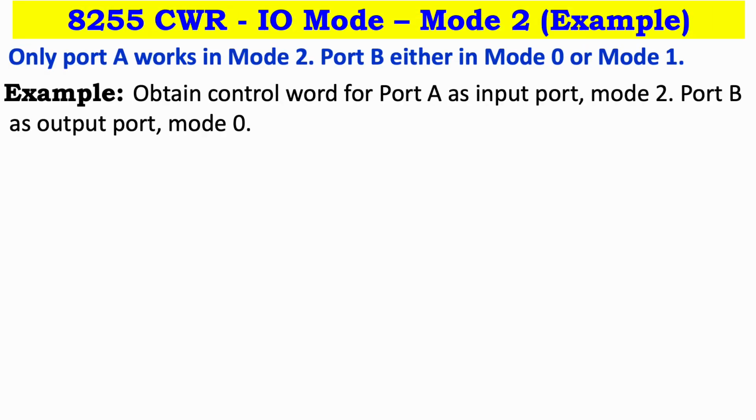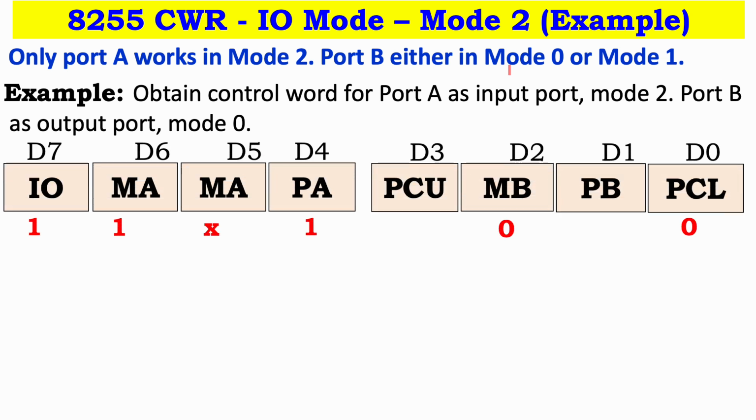Now let us see the mode 2 operation. In mode 2 operation, only port A will work. Port B is either mode 0 or mode 1. Let us see the example. Now what is the example?